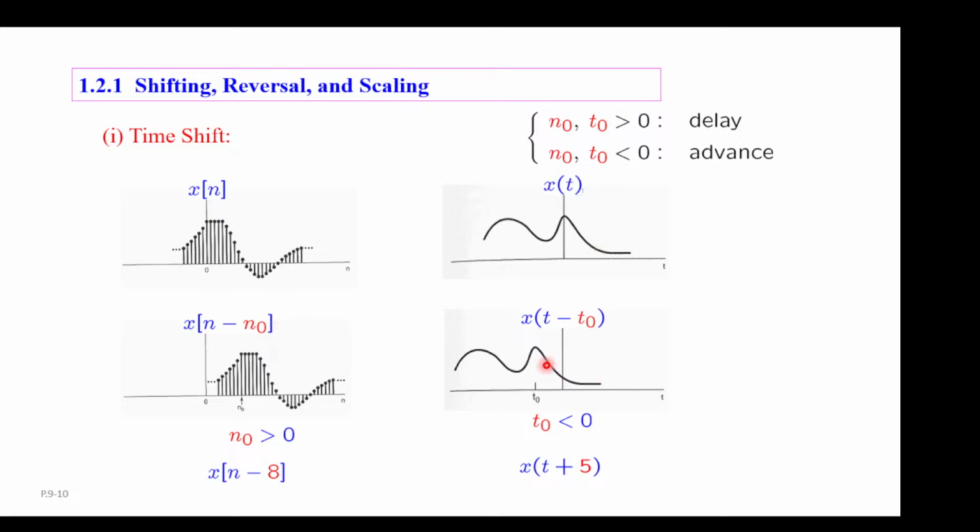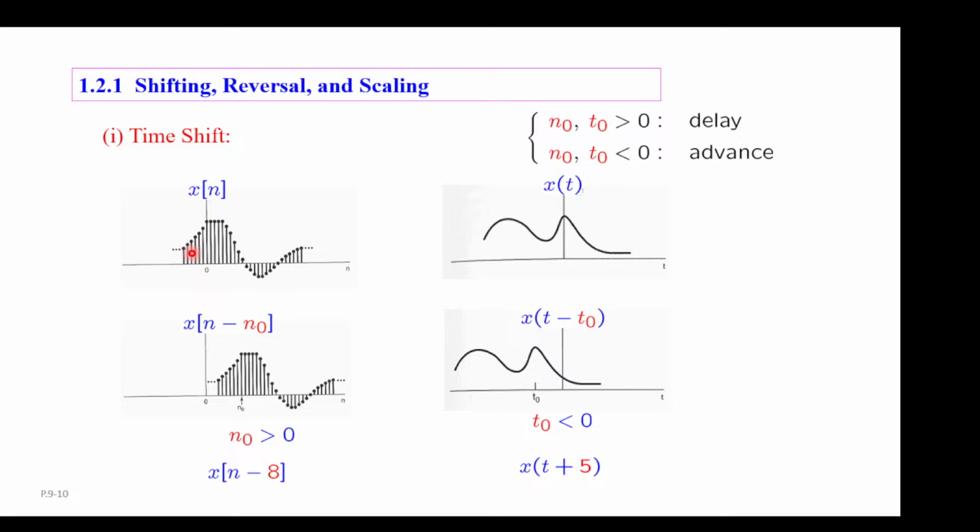Then you see that we get a signal that looks just like the original signal, but is shifted rightward. Here we have 2 different examples, and you can check the calculation. When the shift number, n0 or t0, is bigger than 0, then your signal is shifted rightward. That means the signal is delayed.